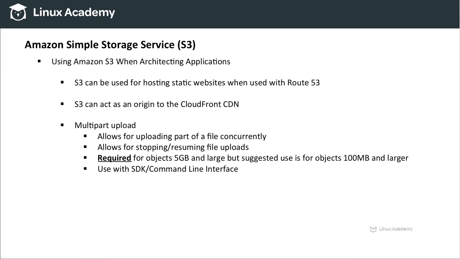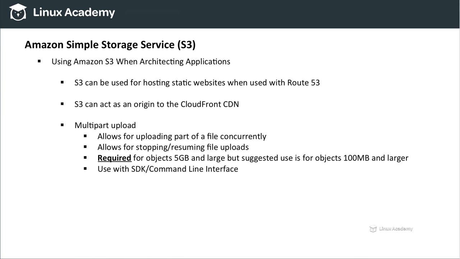S3 can act as an origin to the CloudFront CDN. This means we can store our PDF files, our static files, our images inside of Amazon S3. Then CloudFront can actually pull the documents from Amazon S3. That's what an origin is. We'll learn all of this in our CloudFront section, and serve it over the content delivery network cached around the world in the edge locations.